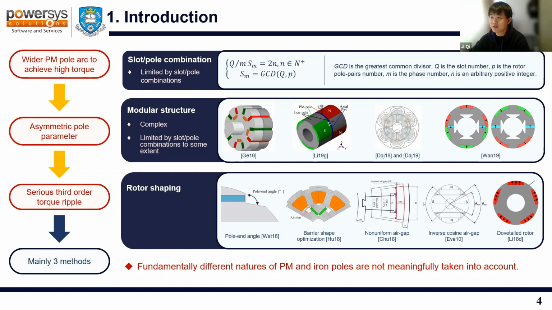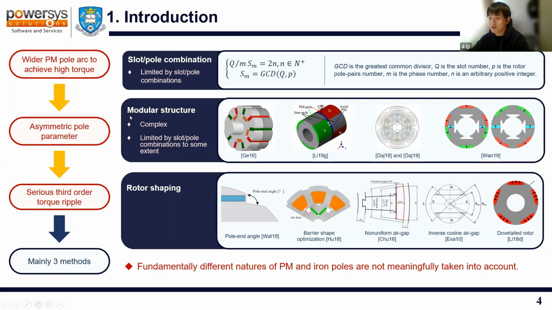Firstly, is slot pole number combination. When the slot pole number combination satisfies this formula, the torque ripple for the consequent pole structure can be reduced to the level of their SPM counterpart. This is because when the slot pole number satisfies this formula, there will be opposite phasor coils allocated into one phase. So the compensation effect can be utilized to reduce the torque ripple. However, this method is limited by the slot pole number combinations.